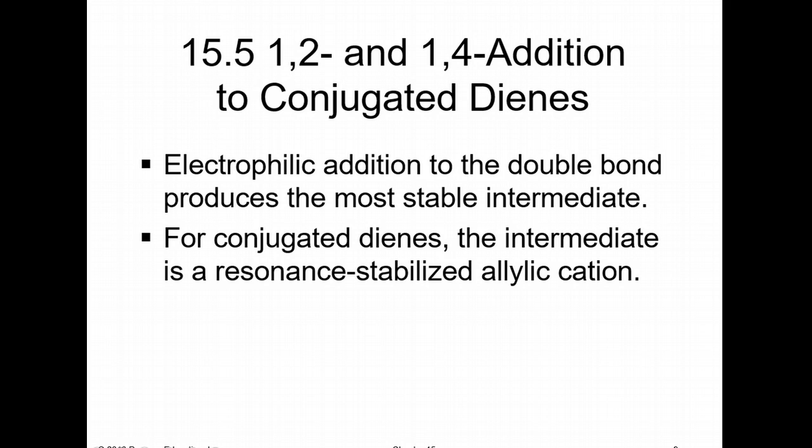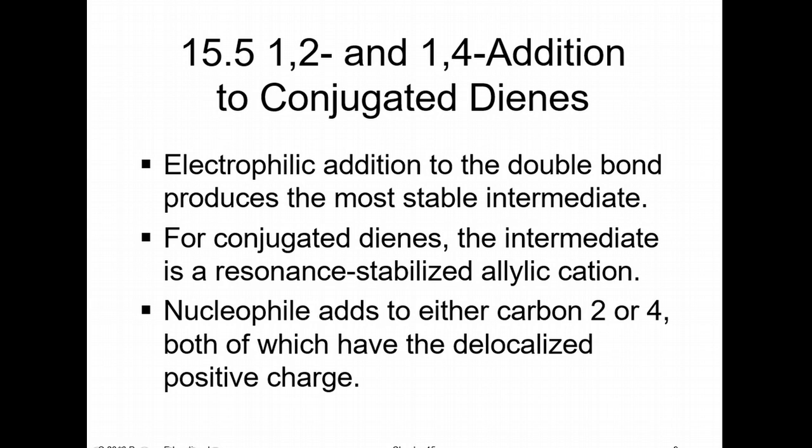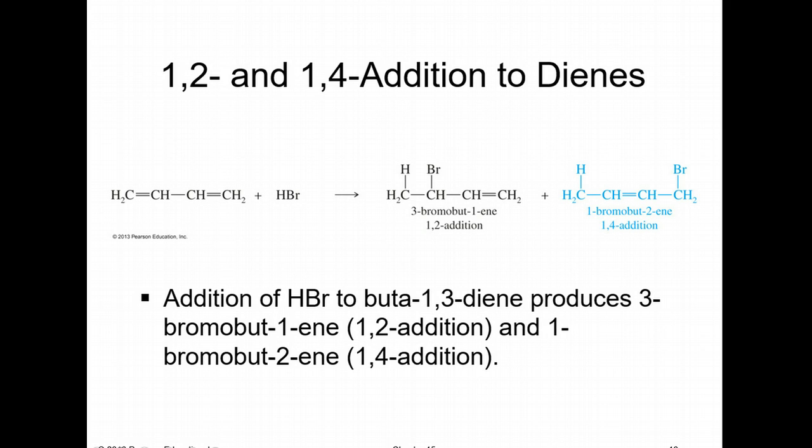For conjugated dienes, the intermediate is a resonance stabilized allyl cation. We know this stuff, guys. I'm just reviewing this, and this chart's all words. I hate just words. I like structures. So let me just get through the slide, and then I'll start. Don't worry, the next slides I will explain all this. Nucleophile adds to either carbon 2 or carbon 4, both of which have the delocalized positive charge. It depends on the conditions.